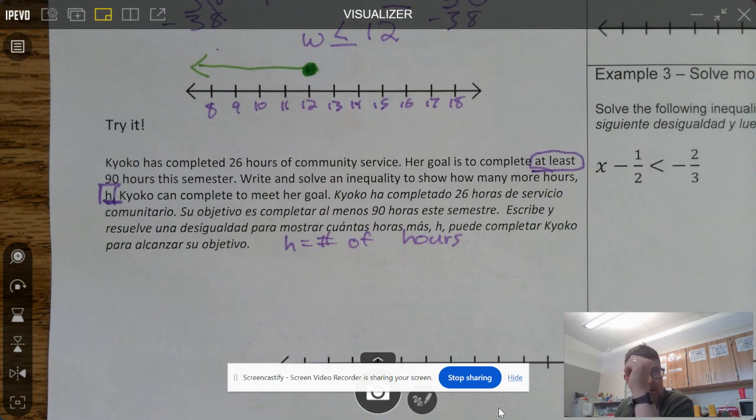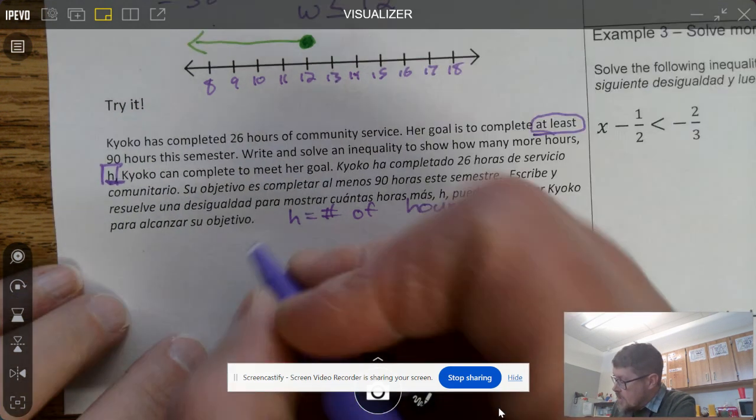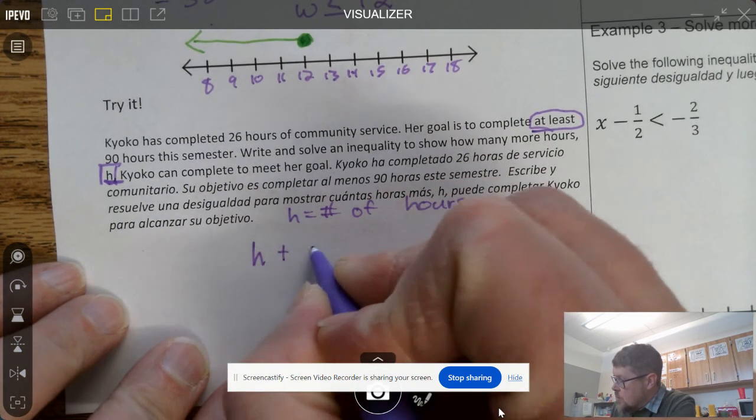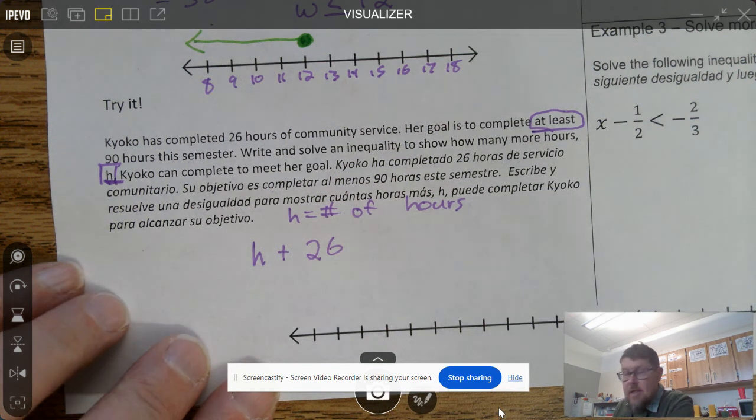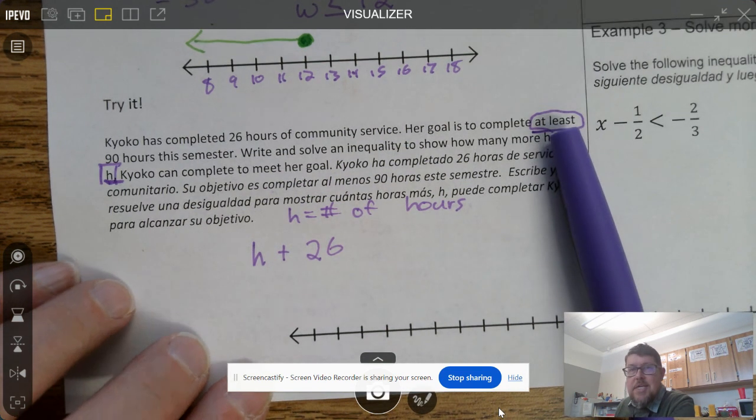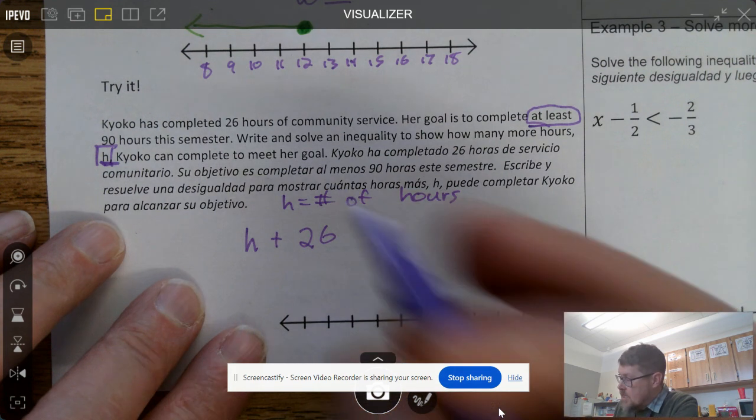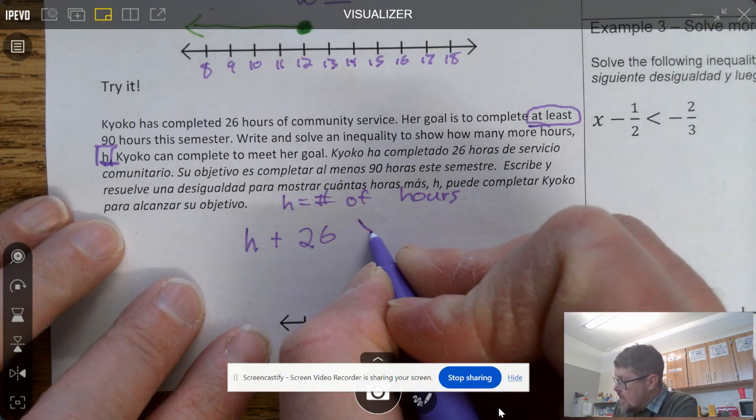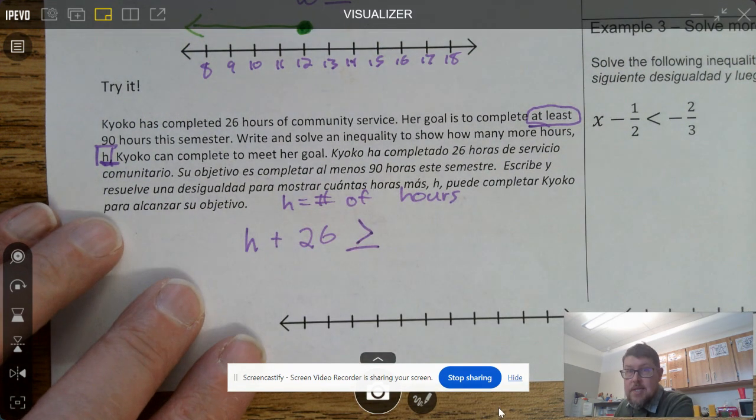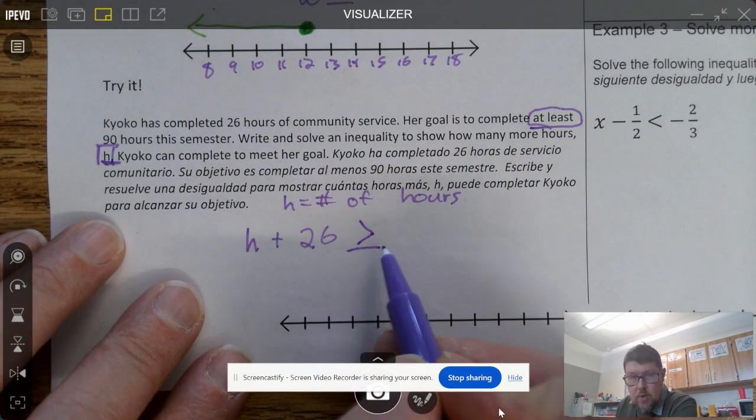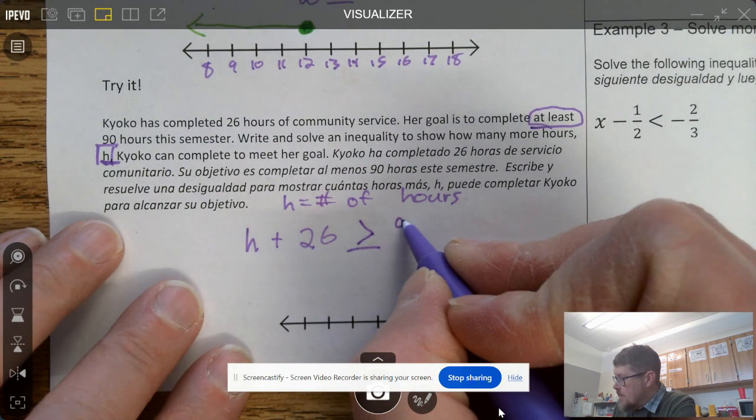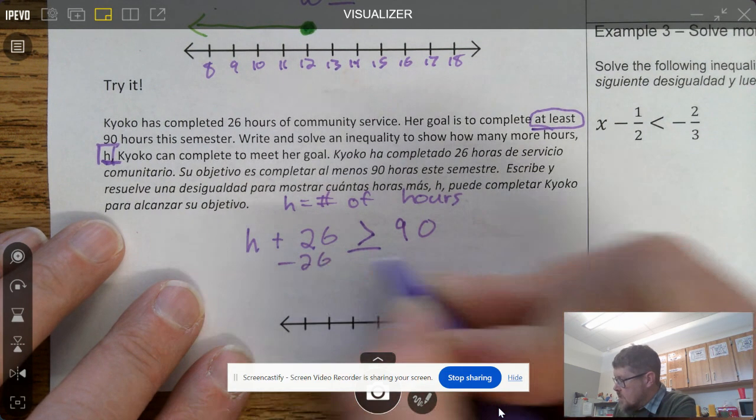And then we're going to say, we know that she's completed 26, and we're looking to figure out what that H is. Okay. So we're going to take that H, we're going to add 26, and this at least means that she needs to do at least 90, but it's okay if she does more. So we use that greater than or equal to, okay? Because it could include 90, which that's the or equal to, okay? Right there. And then we're going to take that 26, subtract it.